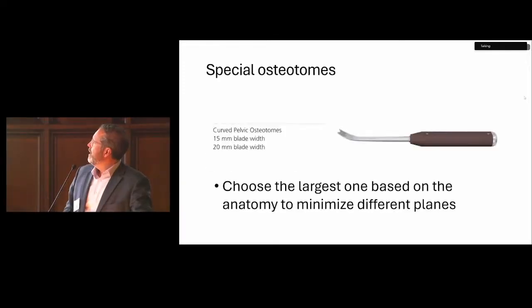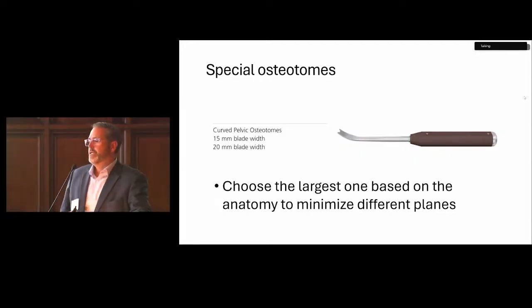And then the ischial cut, I like to actually use the curved osteotome rather than the angled one. And I usually try to base it on the size of the patient as far as using the smaller versus the larger one. I think using a single cut and not doing multiple cuts with different planes makes it easier to make sure you get the osteotomy complete, as well as like what Joel talked about.